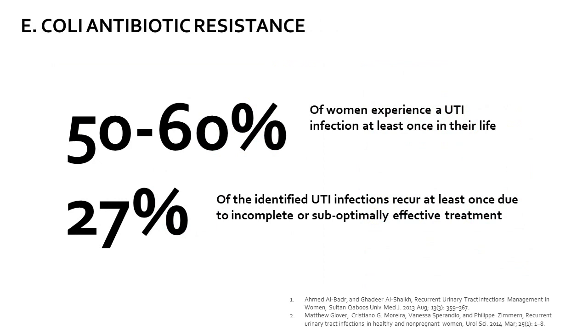E. coli is additionally naturally resistant to many antibiotics that are effective against specifically gram-positive organisms, and biofilm-producing strains have been implicated in recurring cases of UTI. As an example, around 50 to 60% of women in the developed world experience UTI in their lifetime, and 27% of these UTIs are found to recur at least once.